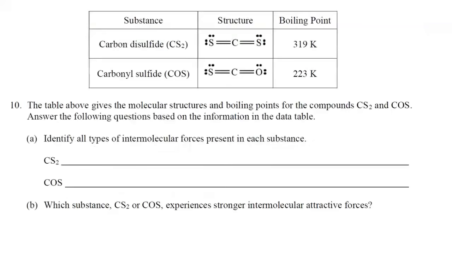Question 10. The table above gives the molecular structures and boiling points for the compounds CS₂, carbon disulfide, and COS, carbonyl sulfide. Answer the following questions based on the information in the data table. Part A. Identify all types of intermolecular forces present in each substance. So because of symmetry, carbon disulfide is a nonpolar molecule in which the bond dipoles cancel each other out. So since CS₂ is nonpolar, it can only experience London dispersion forces.